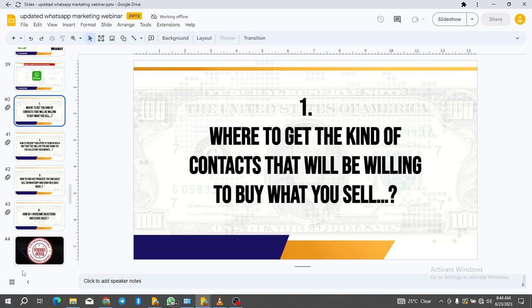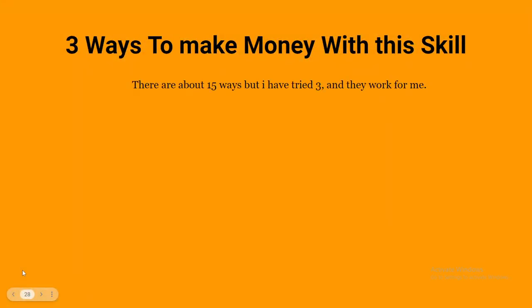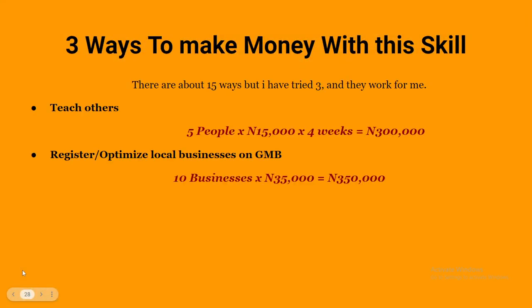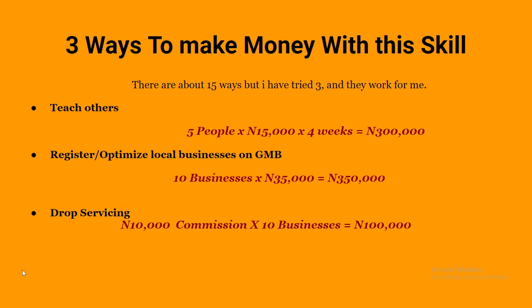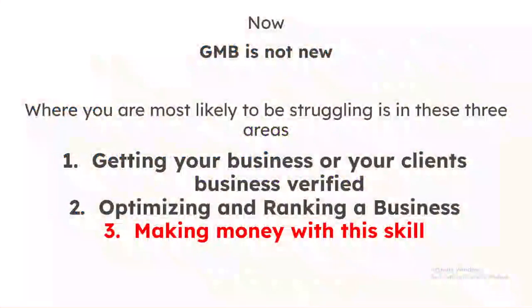But before we go into the offer, look at my own slide and see how I did this. This is still part of me teaching: three ways I can make money. I'm selling them on the promise, what is actually possible with this. And I told them these are the barriers. So you know you can make money with GMB, but this is where you'll be struggling. Number one, you may not know how to get your business or client's business verified. Number two, you may not know how to optimize or rank your business. Number three, you may not know how to make money with this skill.